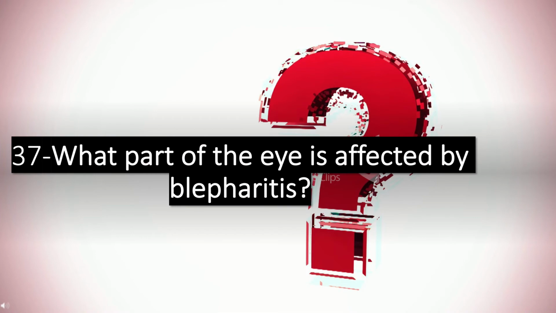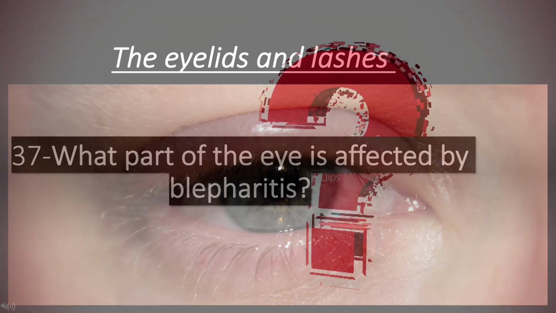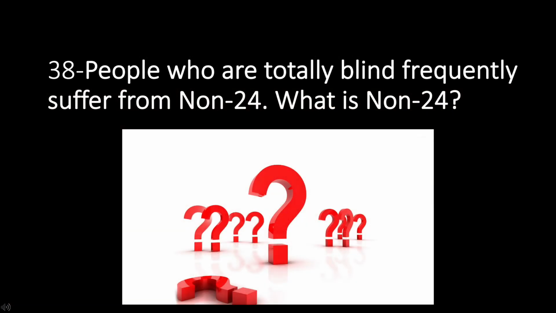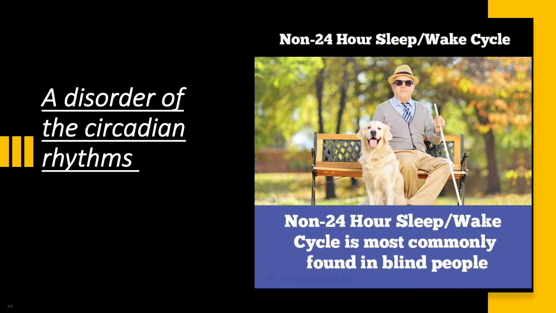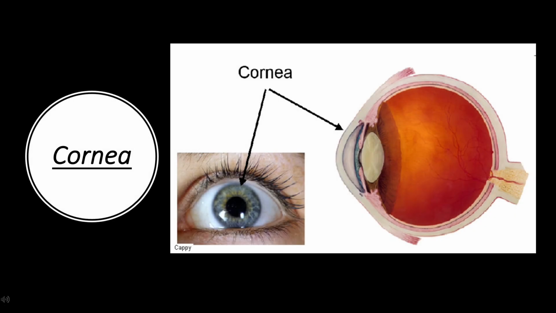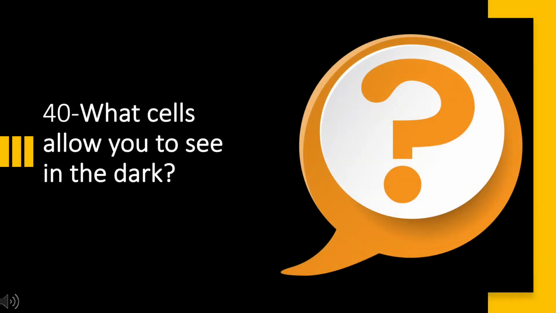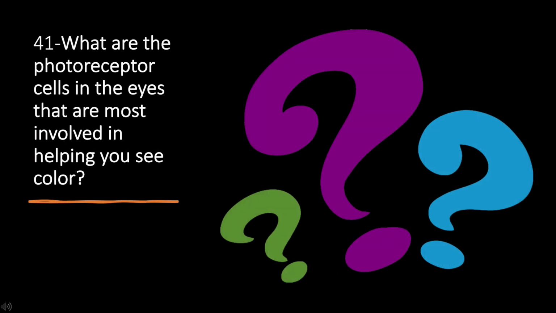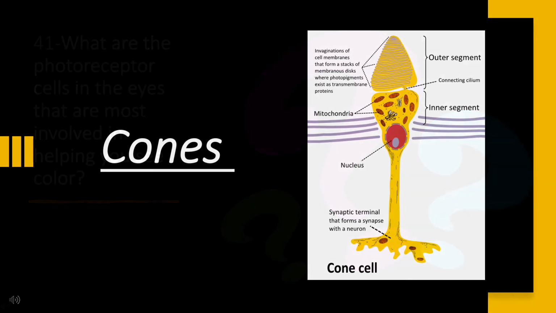37. What part of the eye is affected by blepharitis? The eyelids and lashes. 38. People who are totally blind frequently suffer from non-24. What is non-24? A disorder of the circadian rhythms. 39. What eye tissue can be transplanted? Cornea. 40. What cells allow you to see in the dark? Rod cells. 41. What are the photoreceptor cells in the eyes that are most involved in helping you see color? Cones.